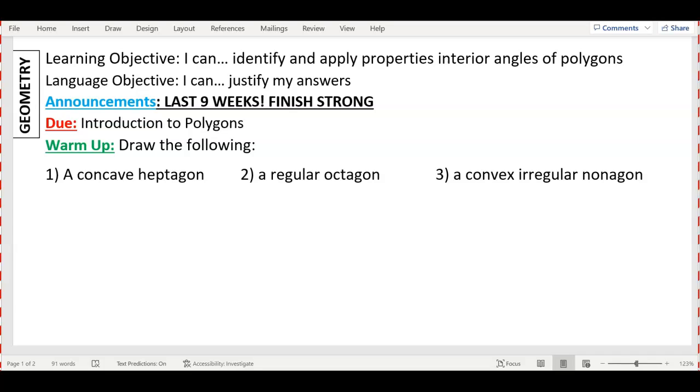Okay, now, it also says on here, do introduction to polygons. What we did yesterday is do, okay? A lot of people finished, but if you haven't finished, you can work on that today after the notes. Now, I'm asking you to draw these. Let's remember on number 1. First of all, what is a heptagon?